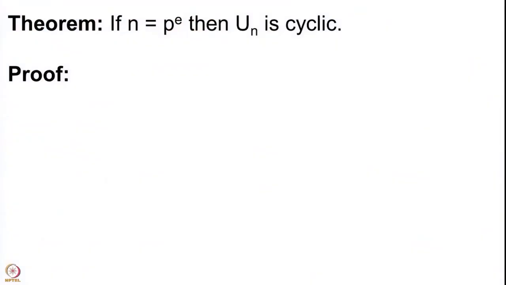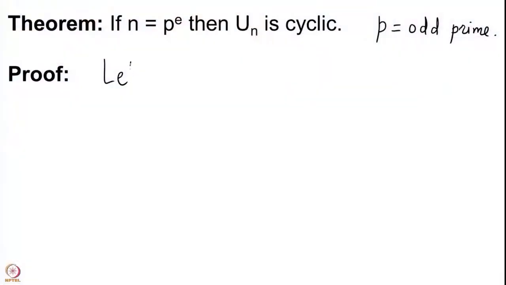We now go to our next result, which shows that if you have n to be p power e, then Un is cyclic. And I will remind you once again, because we are stating the theorem here for the first time, that our p is an odd prime. Once again, our beginning step will be the same step which we had for n equal to p square, which is that we observed that to get a primitive root modulo p square, we needed to start with a primitive root modulo p. Here, if we are taking e to be bigger than or equal to 3, because for p and p square we are done, then we have to start with a primitive root modulo p square and work with that in U p power e.